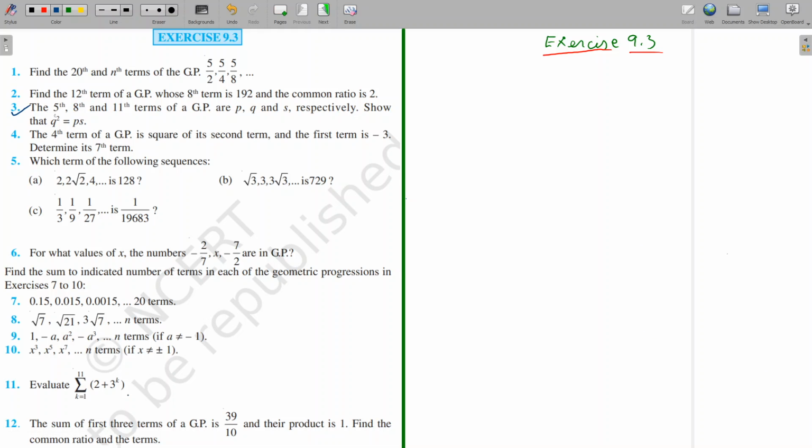Question number 3. The 5th, 8th and 11th term of a GP are P, Q and S respectively. Prove that Q square equal to PS. So solution number 3. Here the first term is not given, so let us take A1 as the first term. Let A1 equal to first term of the GP.